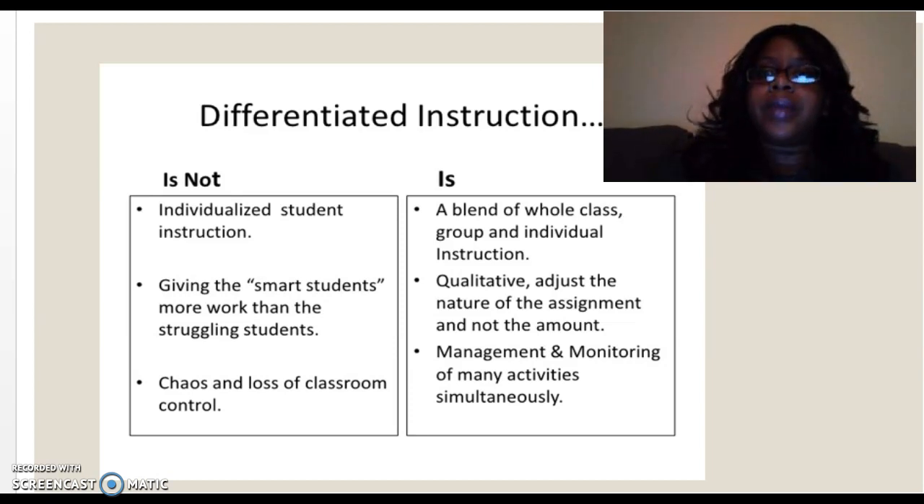It is, however, a blend of whole class group instruction and individual instruction. It's qualitative, adjusting the nature of the assignment and not the amount. And it's management and monitoring of many activities simultaneously. So when you're assessing if your lesson plan is working, you want to be constantly doing formative assessment with your students, asking higher level thinking questions, and you want to monitor their conversations as well and make sure they stay on topic.